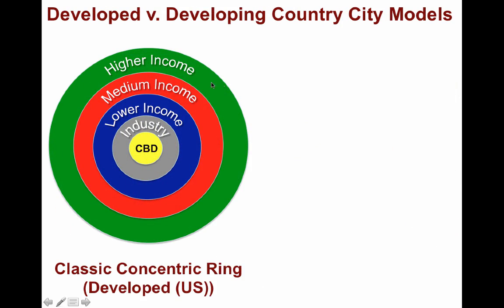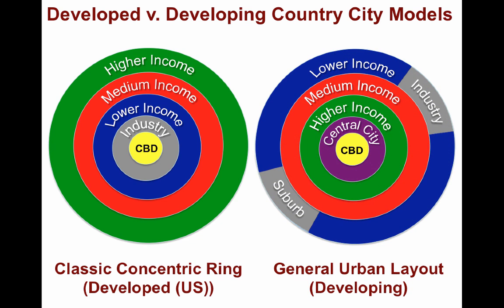Looking at the classic concentric ring model based on the United States, you can see the CBD at the center with the industrial zone just outside, then followed by residential zones starting with the lower income population and proceeding outward to the medium income and finally the higher income earners. Compare that with this portrayal of the general urban layout in the majority of cities in the developing world.